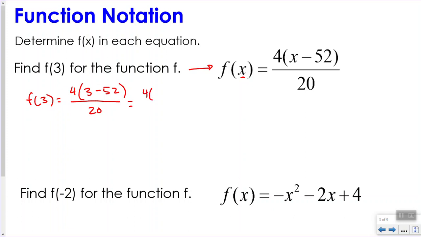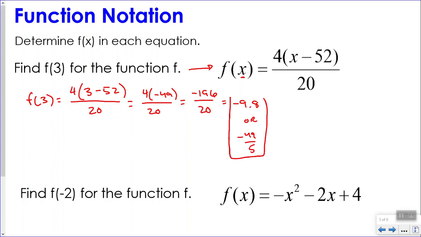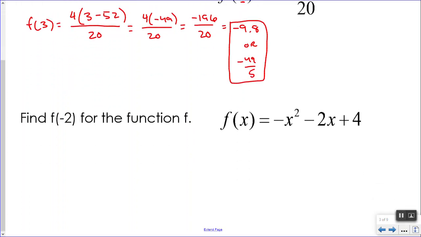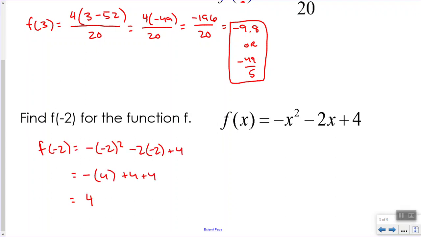So we start inside the parentheses. We have negative 49, all over 20. We do the multiplication. We get negative 196 over 20. And we can do the division. We get negative 9.8. Or we can turn that into a fraction if we want, and we'll get negative 49 over 5. Again, as long as your directions don't specify, you can use either form. Go ahead, pause the video, and see if you can evaluate this function for negative 2.